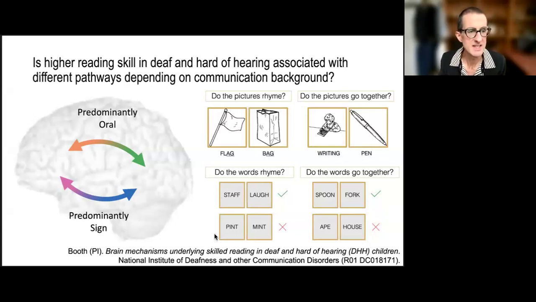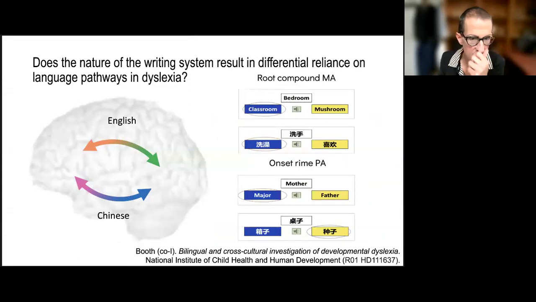The basic idea is that maybe the predominantly oral kids who are higher skill are going to be engaging this dorsal pathway because they're taking advantage of the alphabetic principle, the relatively systematic mapping between letters and their sounds. Whereas among predominantly sign kids, those who are higher skill are going to more engage this ventral pathway. The idea here is they're engaging that ventral pathway because they're directly mapping between whole word spellings and their meanings.